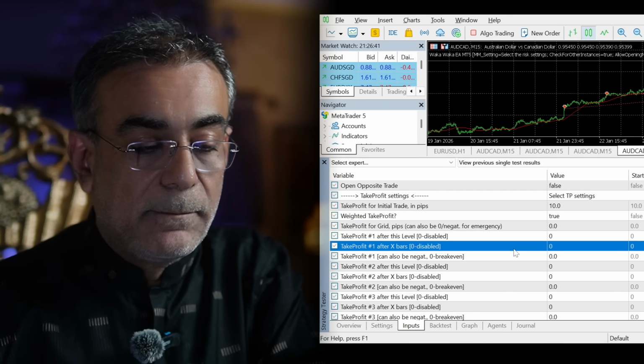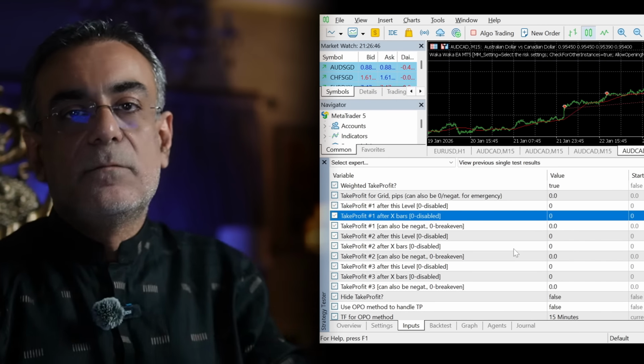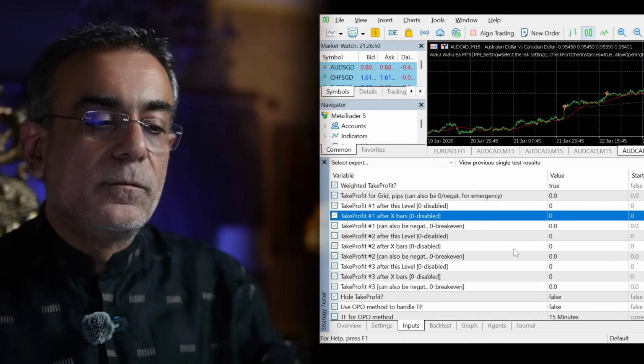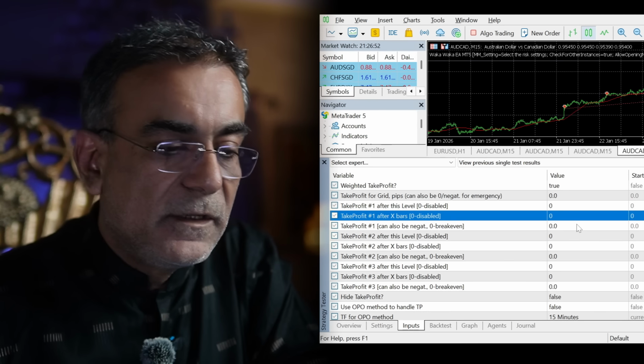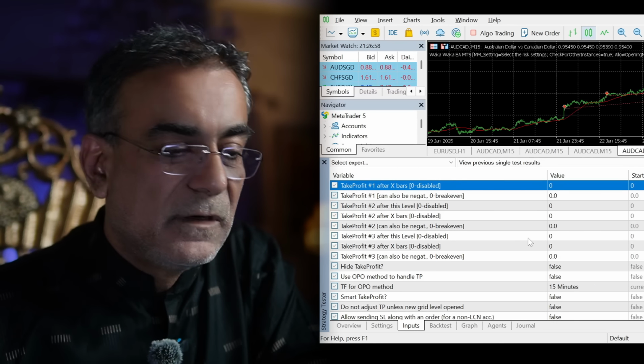And same for the number of X bars, which is if 500 bars or 200 bars or 100 bars have happened since the time. So it's been a long time the grid is open. Then you might want to assign a different TP. I don't think this is any time really useful, but fine, it's there.